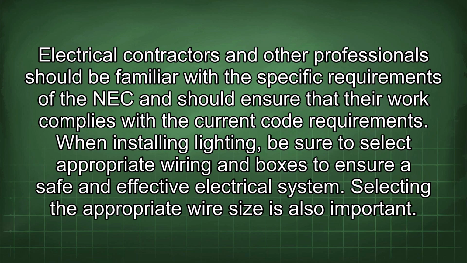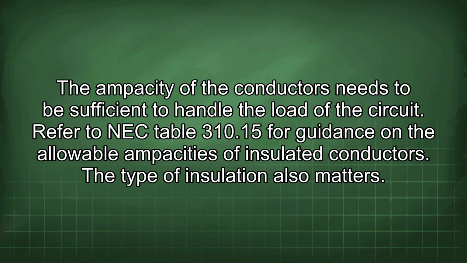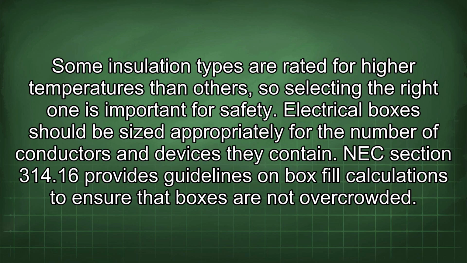When installing lighting, be sure to select appropriate wiring and boxes to ensure a safe and effective electrical system. Selecting the appropriate wire size is also important. The ampacity of the conductors needs to be sufficient to handle the load of the circuit. Refer to NEC Table 310.15 for guidance on the allowable ampacities of insulated conductors. The type of insulation also matters. Some insulation types are rated for higher temperatures than others, so selecting the right one is important for safety.